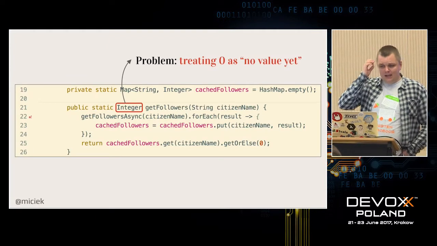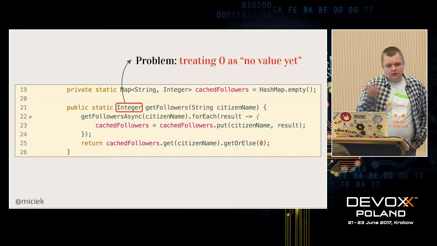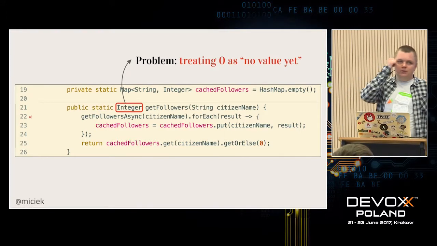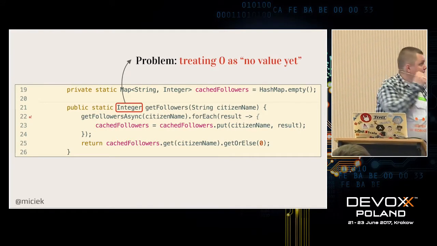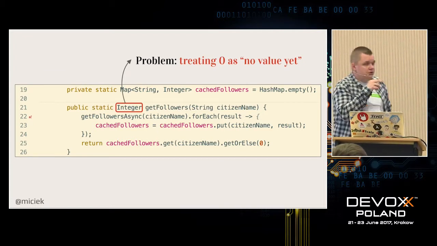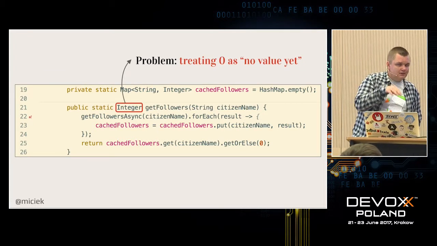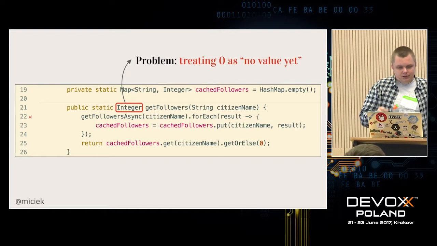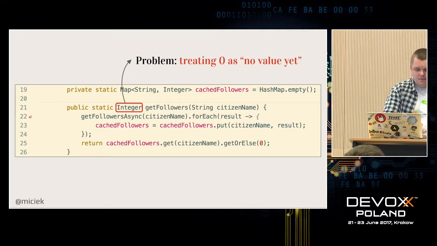The problem is that the database is slow. So that's one problem we need to address. But the second problem, and in my opinion the most important one, is that our application assumes that 0 is either 0 followers or no value yet. So our 0 models two possible things. Okay? So we need to fix that.